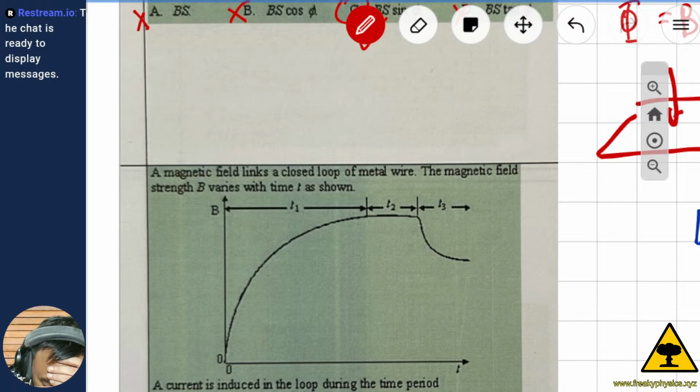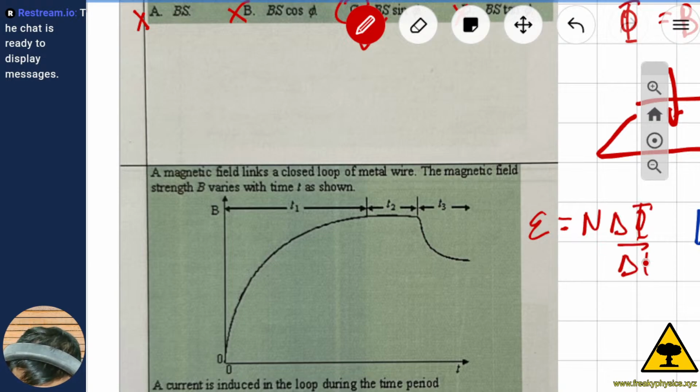I'm pretty sure you learned the algebra version of the formula and not the calculus version, so I'll just write the algebra version. The EMF, let's go back to the formula. This is in the formula booklet, by the way, right? The EMF would be N times delta phi over delta t. I just want to note what this N here means before we go to the question.